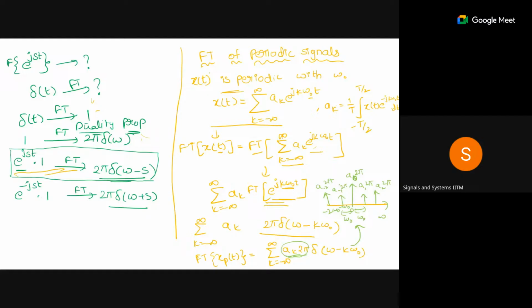This is clear, right? Yes, ma'am. Clear. Okay. So here it is a summation, right? For the periodic signal we use the summation, so that's why the Fourier spectrum will be discrete.